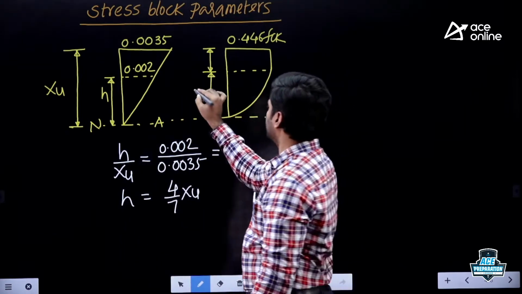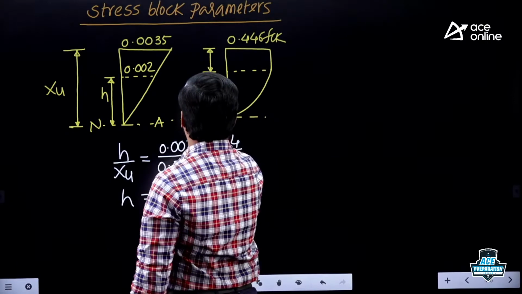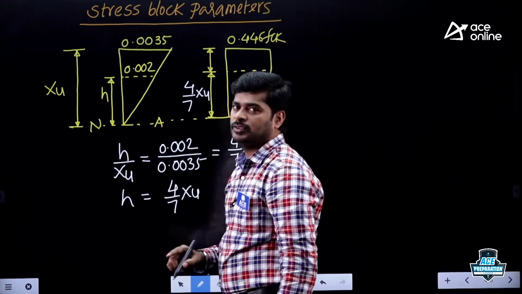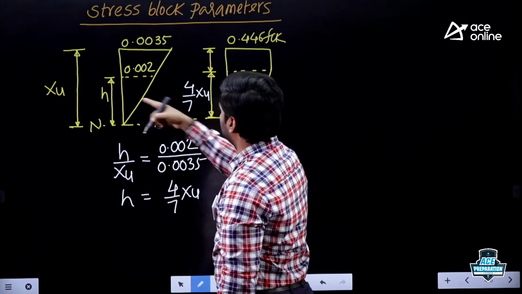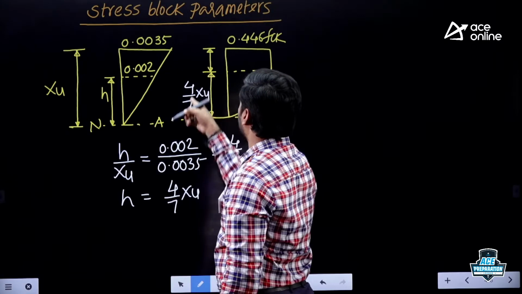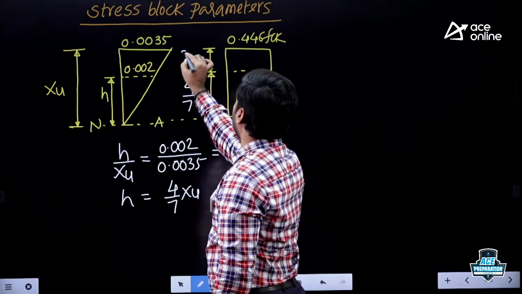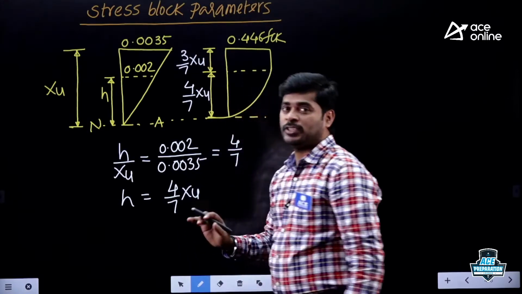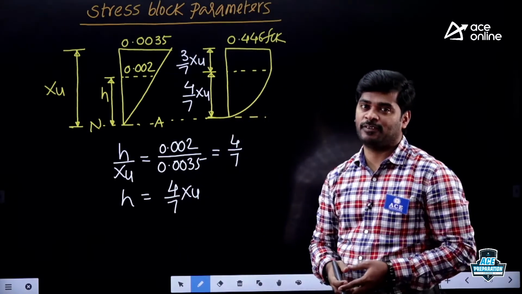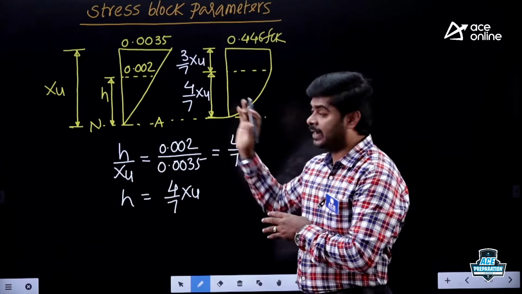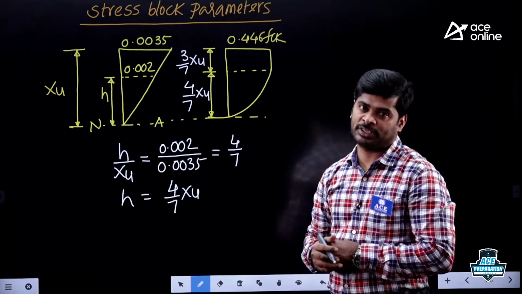This is 4/7 XU, right? And the remaining depth of the rectangle, total depth is XU, then what will be the depth of the rectangular portion? Total depth minus depth of parabola, you will get, my dear, 3/7 XU. Right, first step completed: ordinates of stress block. We can get ordinates of stress block by taking similar triangles from the strain diagram.